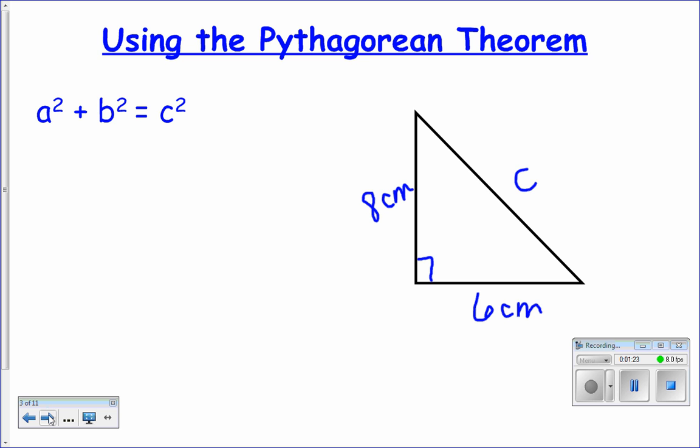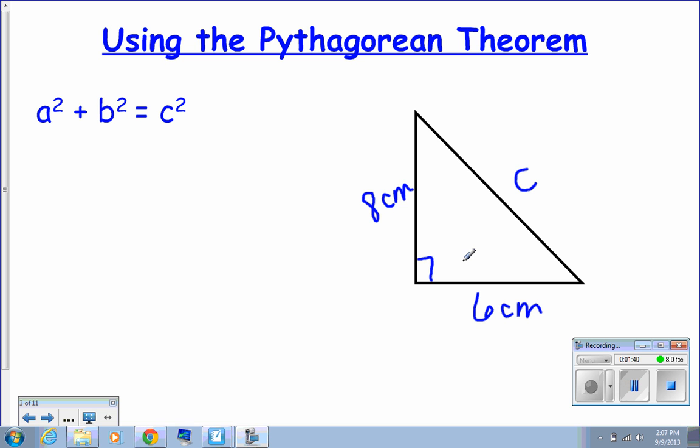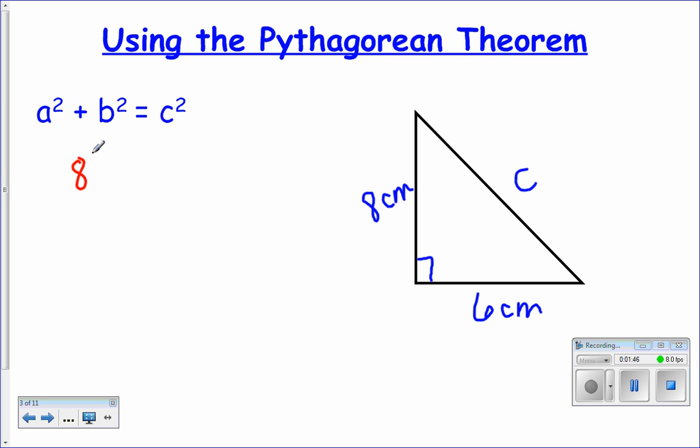So let's try practicing this. So we know that our legs are always connected by the right angle. The legs touch the right angle. The one that is across is going to be our hypotenuse. So here we have two legs. So A can be our 8 squared. B can be our 6 squared. And we don't know what C is. So again, A, B. I can switch these, but they both have to be our legs.